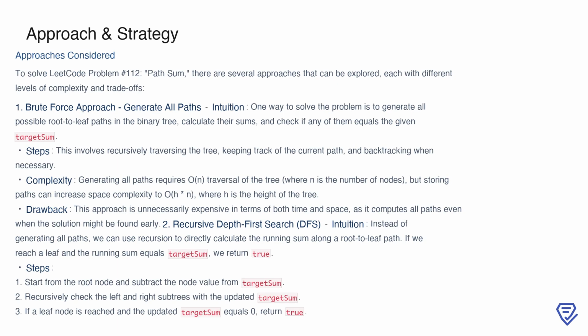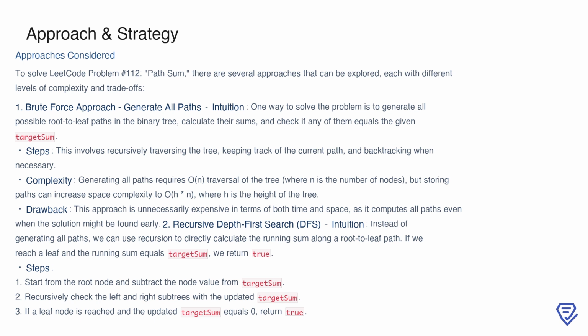To solve the path sum problem, we can consider multiple approaches, each with its own trade-offs. The first approach is the brute force method, where we generate all possible root-to-leaf paths in the binary tree. The idea here is to recursively traverse the tree, keeping track of the current path, and then calculate the sum of each path to check if it matches the target sum.